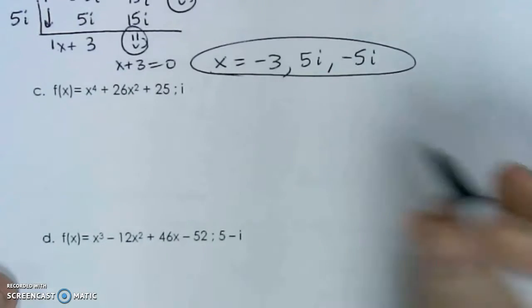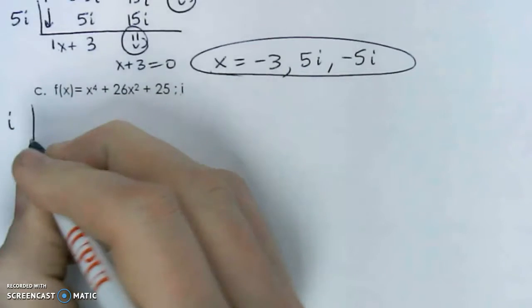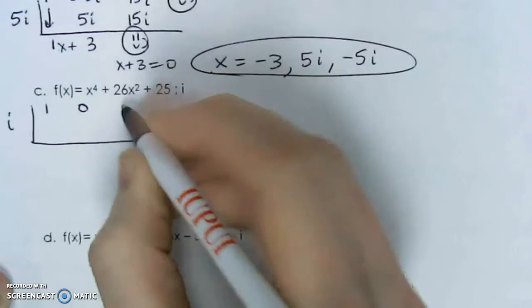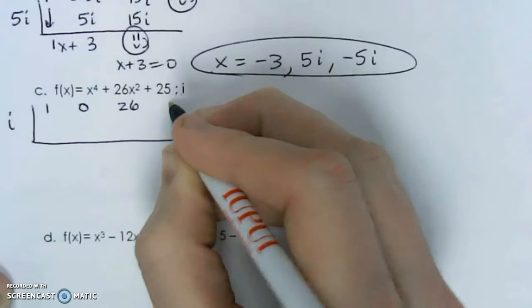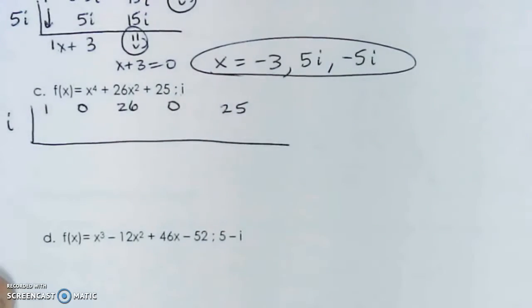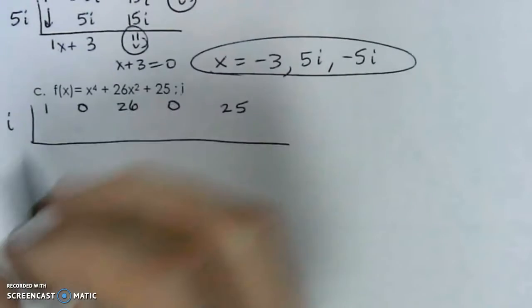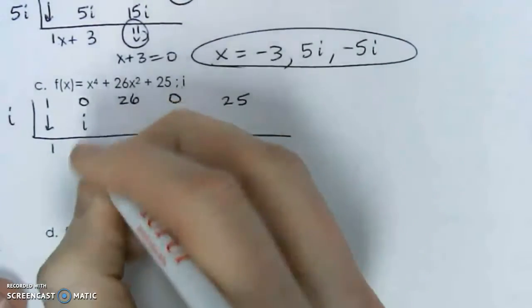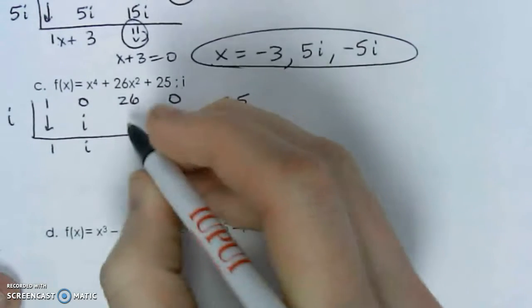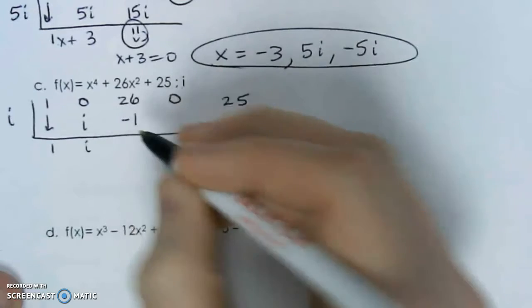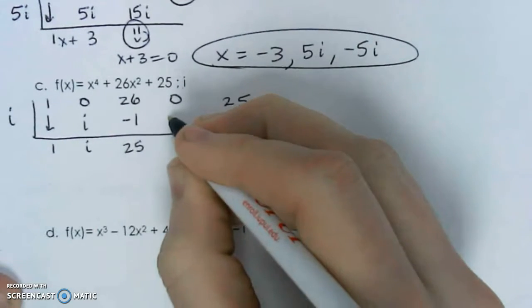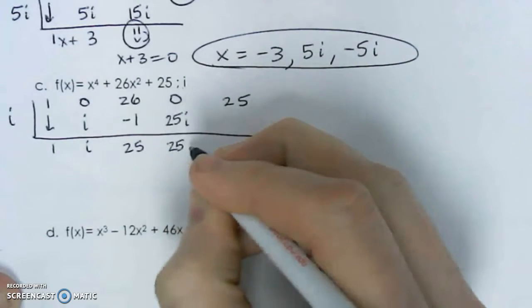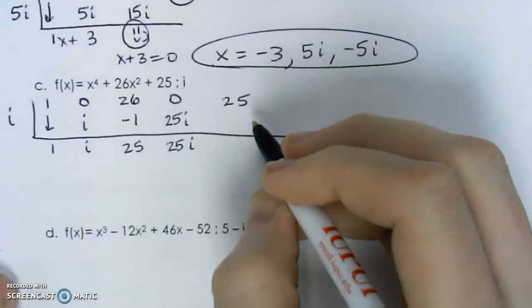For C, we've got i on the outside as the root, and we've got 1 for the x to the fourth. There are 0 x cubes. There's a 26x squared, a 0x, and a 25. So we have to put zeros where the missing terms would be. We bring down the first number, multiply by i, add the column, you get i, multiply i times i is i squared, which is negative 1, add the column, which would be 25, multiply by i, you get 25i, add the column, you get 25i, multiply by i, and you get 25i squared.